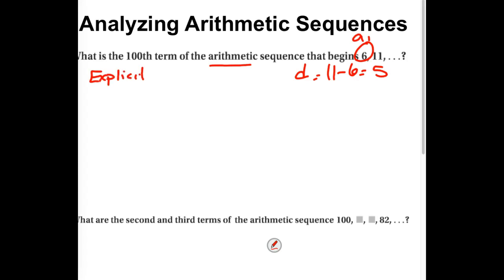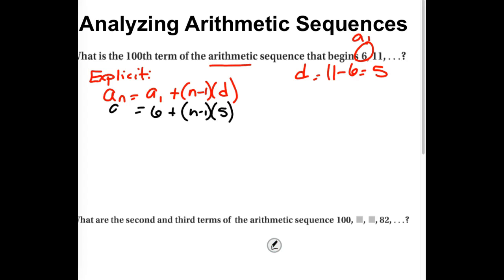If we are going to write an explicit rule, our formula says the nth term is the first term plus n minus 1 of our common differences. Let's plug in what we know. Our first term is 6. Our common difference is 5. Could we write a rule for that? Could we simplify that a little bit? Yeah? Distributing, we get 5n minus 5. Plus that 6 gives us what? Okay. So 5n plus 1 or 1 plus 5n, it doesn't matter. That is how we find the nth term.